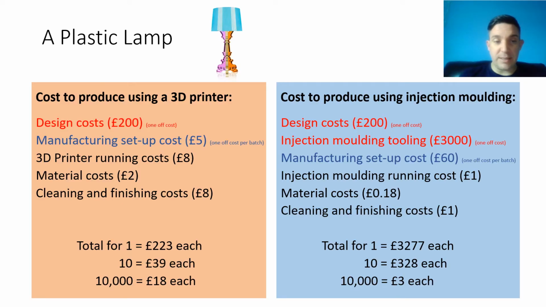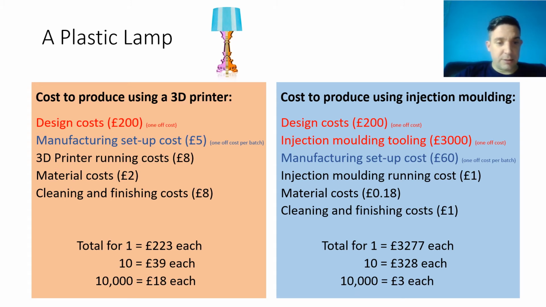So here's a little example. Here we've got a little plastic lamp. It's just something I've pulled off the internet. There's two different ways here of making this lamp. One would be to make the lamp using a 3D printer, and the other one would be to produce an injection molding process to make the lamp. Now I've done a little costing for you.